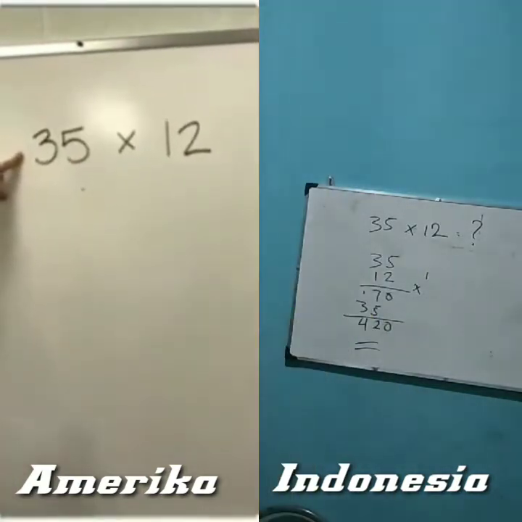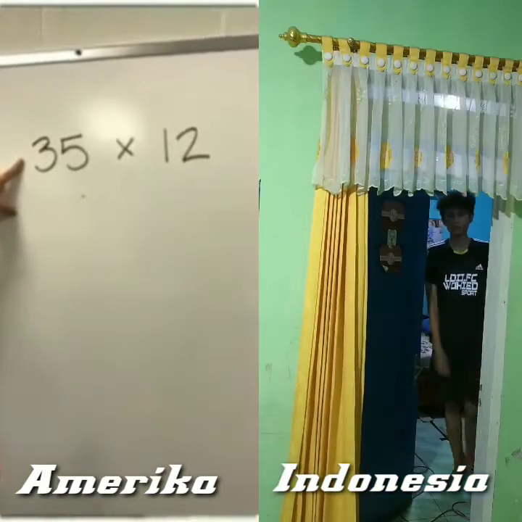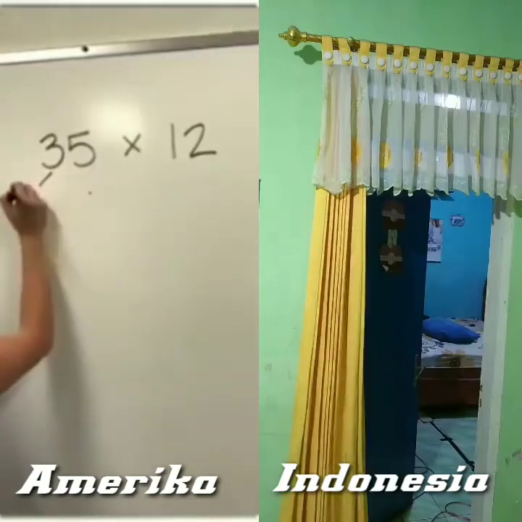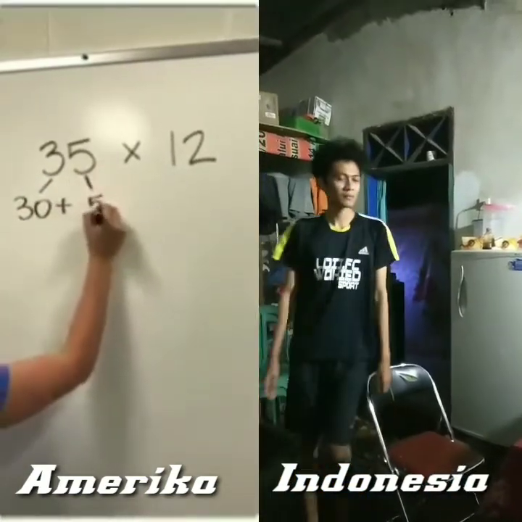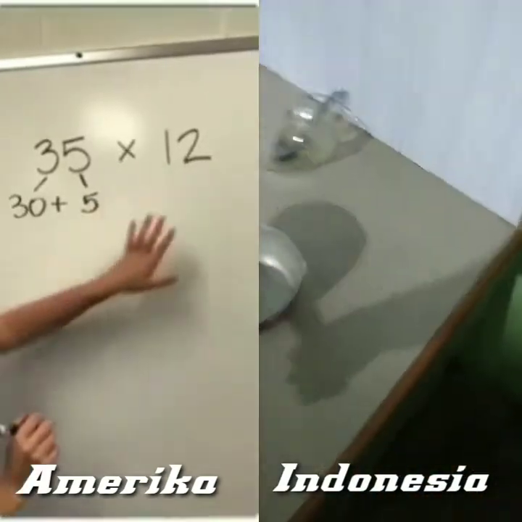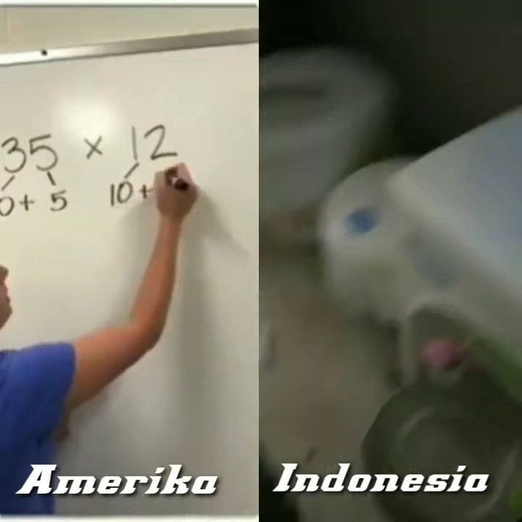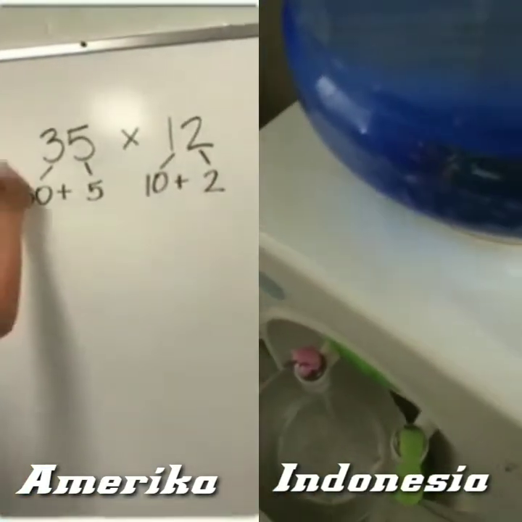The first thing we need to do after that is expand these two numbers. We need to break it down into its tens and its ones. I've got 3 tens, which is 30, and 5 ones, so that is 30 plus 5. 12 is 1 ten plus 2 ones. Okay, so that's step 1.